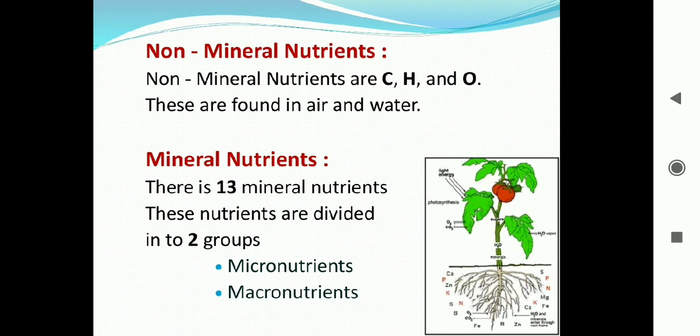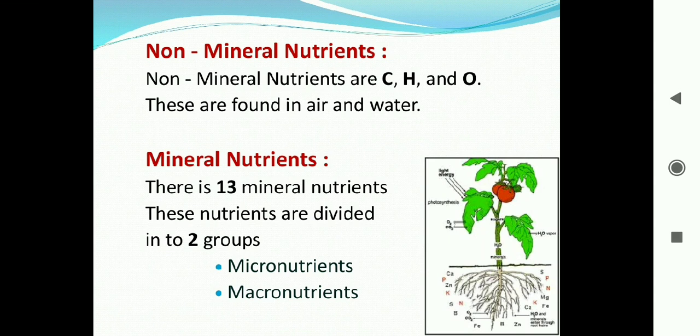So the non-mineral nutrients are carbon, hydrogen and oxygen. These are found in air and water. From carbon dioxide the plant gets carbon, from water the plant gets hydrogen, and from oxygen gas the plant gets oxygen. And as we know, these are the important non-mineral elements required to develop the plant body, which we call main frame elements. Then the other elements are called mineral elements.